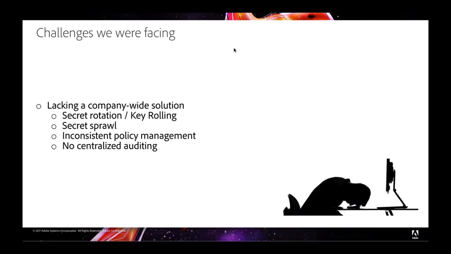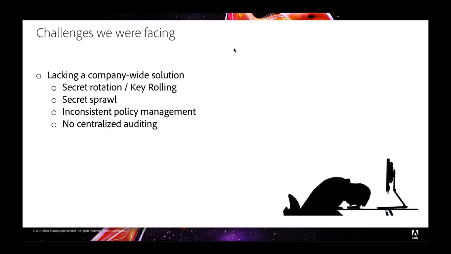So first, I already talked a little bit about it, but lacking a company-wide solution, and in Adobe terms, this was a business unit solution across digital marketing. It wasn't that we didn't have solutions in place, it's that we had several solutions in place, and teams were doing a pretty good job of securing their secrets, but it was taking up a lot of time and a lot of effort because they were having to do all of the management, and in some cases it was very manual. Things like secret rotation or key rolling.